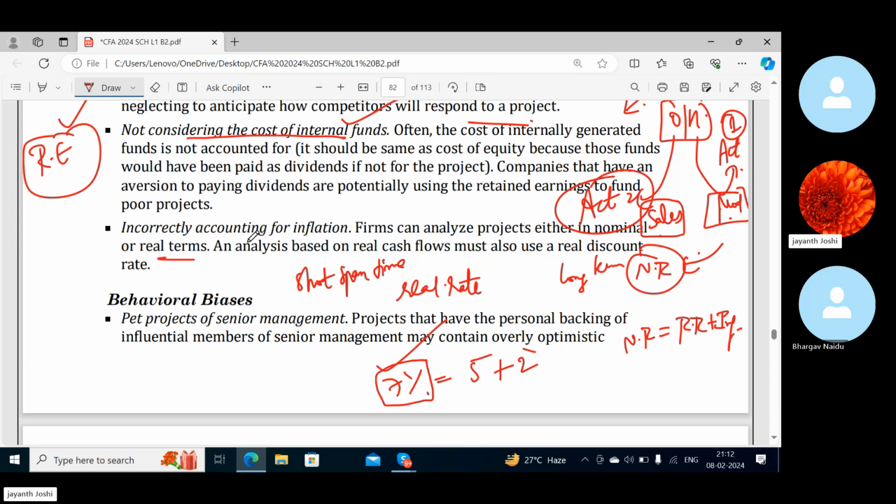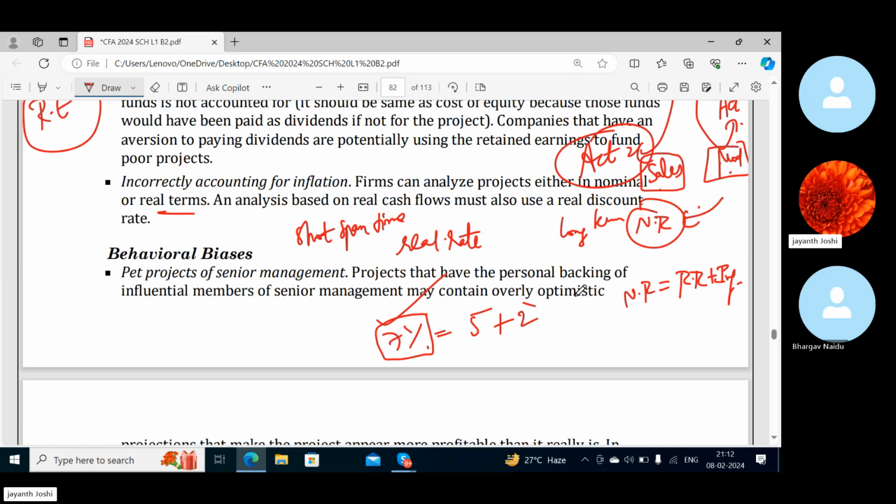So incorrectly accounting for inflation. Firms can analyze projects either in nominal or real terms. There's no problem, but where they should use real rate and where they should use nominal rate is what they should properly know. If it's a long-term project, nominal rate. If it's a short-term project or government project, or if you're investing in some government securities, real rate. And based upon that only they are going to fix their discount factors.